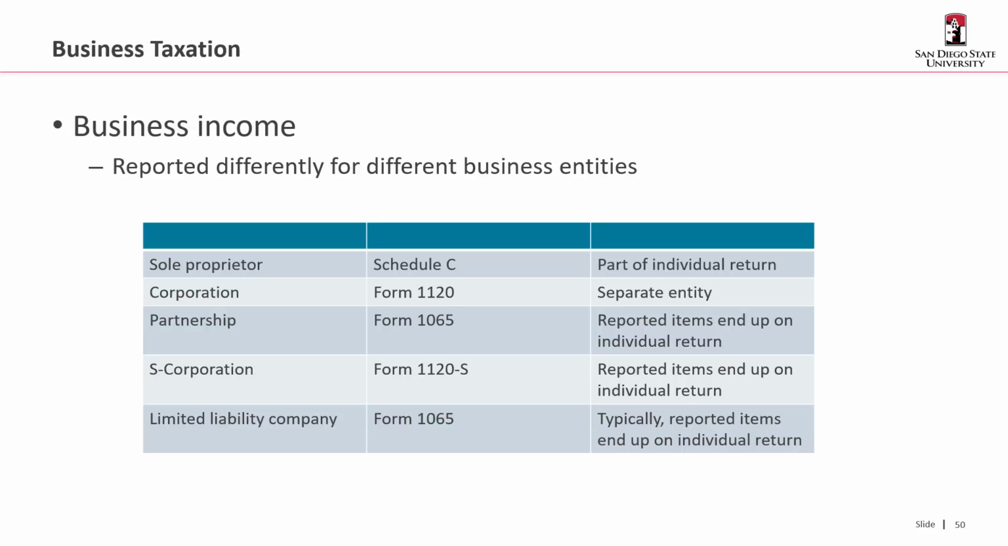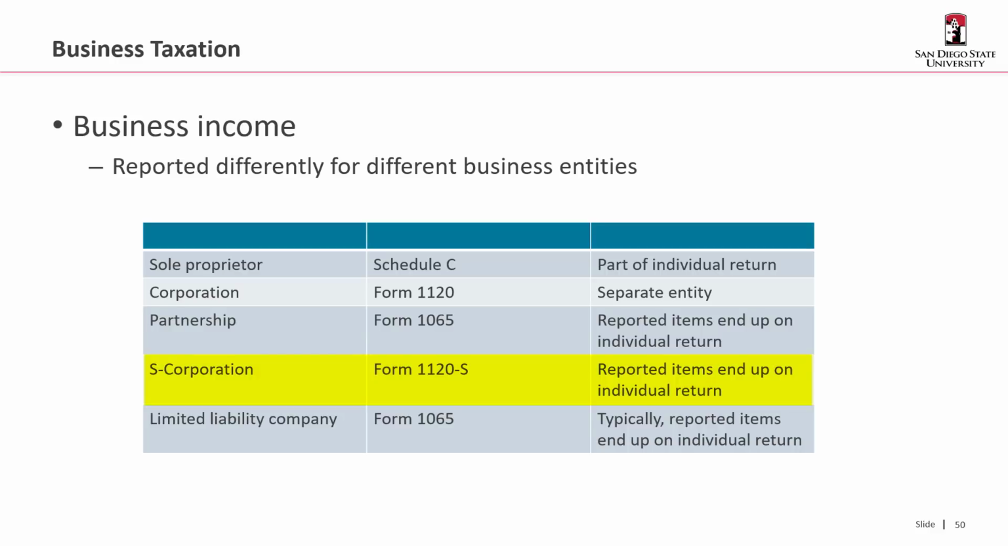If the business is being operated through a partnership, the partnership completes Form 1065. That form is informational only. What's called a Schedule K-1 is given to each partner or owner, and they end up reporting those items on their individual returns, or potentially their corporate return if the partner is a corporation. Same with an S corporation. They do a Form 1120S.